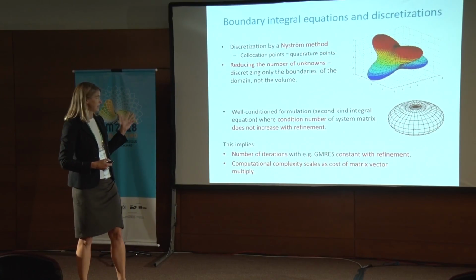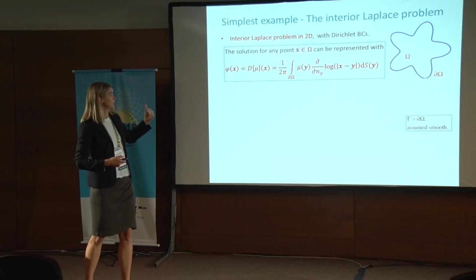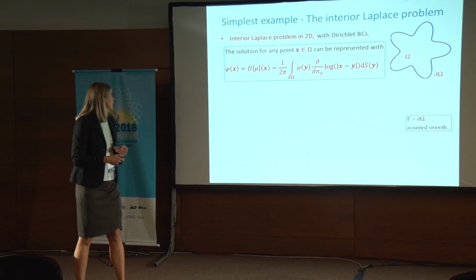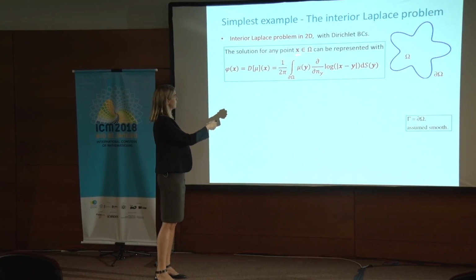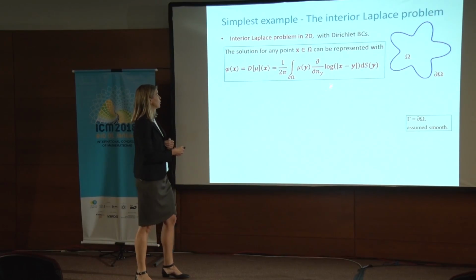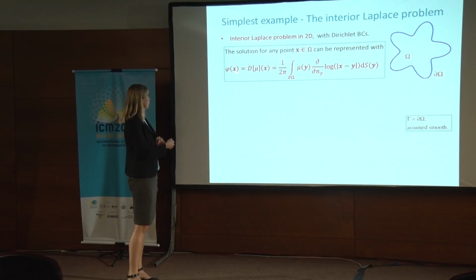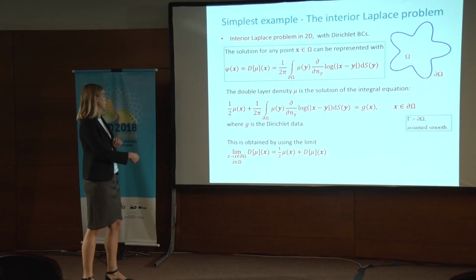OK, so to look at this, I know that first one was a little bit harder to see. So let's look at the simpler integral equation, which is we want to solve the interior Laplace problem with Dirichlet data. So the solution for any point in the domain omega can be represented by this double layer potential. You could use a single layer potential, but if you want the second kind equation, this is what you use. So you can represent it like this. Then you take the limit as this point goes to the boundary, to get your equation on the boundary. So you get the limit, you have this term coming out with a double layer. So this is the equation that you get.